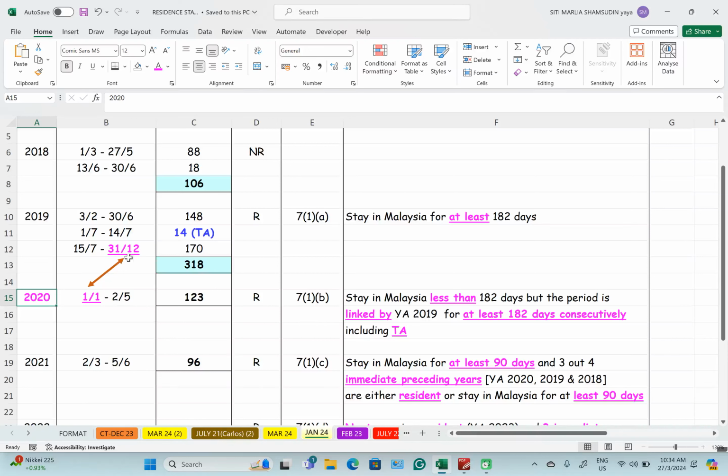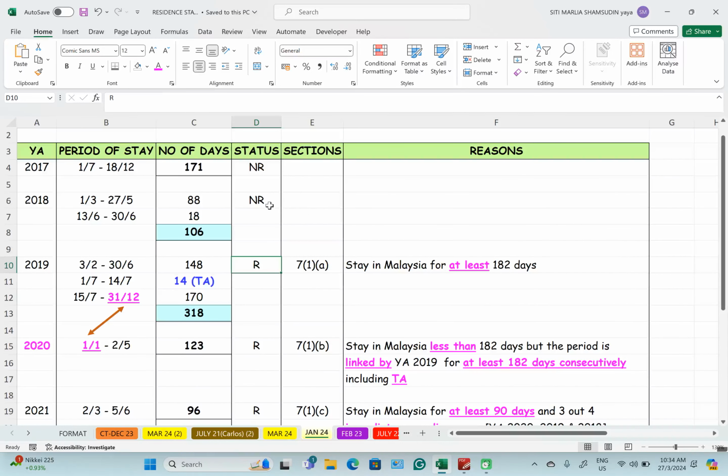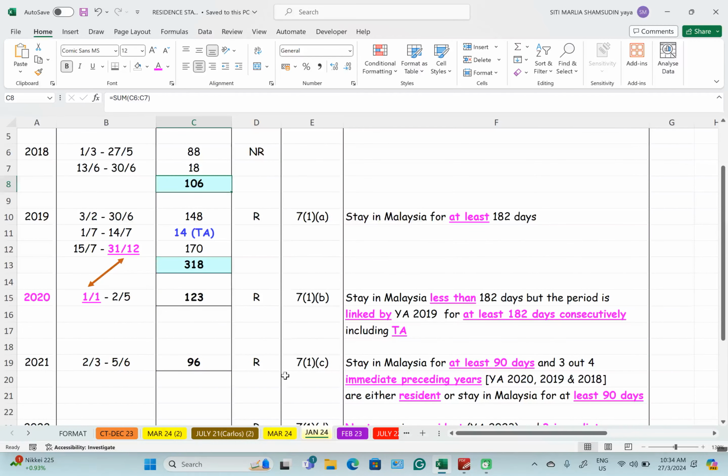Okay, guys, let's try this one. 2020, is it resident? Yes, we got 1. 2019, is it resident? Yes, we got 2. 2018, is it resident? Non-resident. But remember, guys, we have the option: stay in Malaysia at least 90 days. Look at here. Is it 90, guys? Yes, more than 90. So that's why now we got 3. So now we fulfill C.